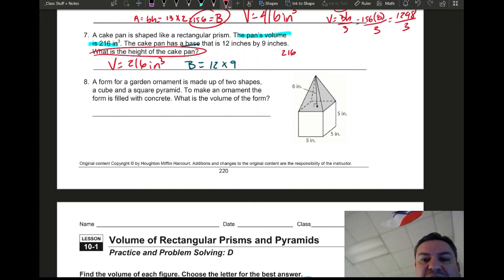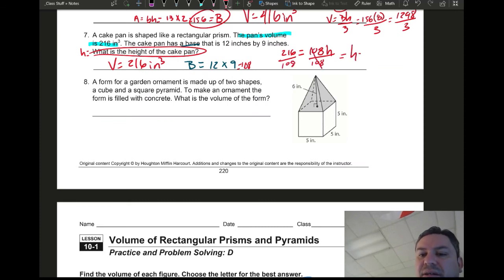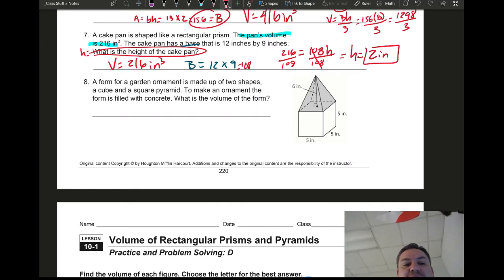So we have 216 equals big B, which is 12 times 9, which is 108, times h. The only thing that I don't know is my height. So now I have a one-step equation, 108 times h. The opposite is to divide by 108 on both sides. When you do that, the height is going to be 2 inches. That's my answer. Whenever they give you something, you have to work it backwards.